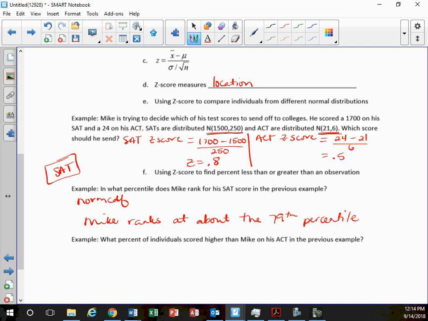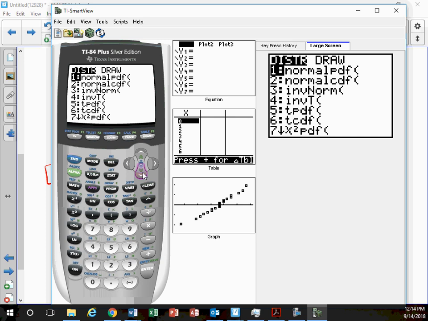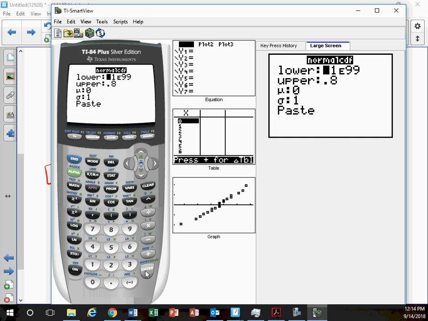Now, what if we hadn't taken the time to find his z-score first? Do you think there's another way I could have done this? Yeah, so he scored, what did we say, 1,700? If I just want to go to the raw score, and we know the mean was 1,500, and the standard deviation was what, 250?